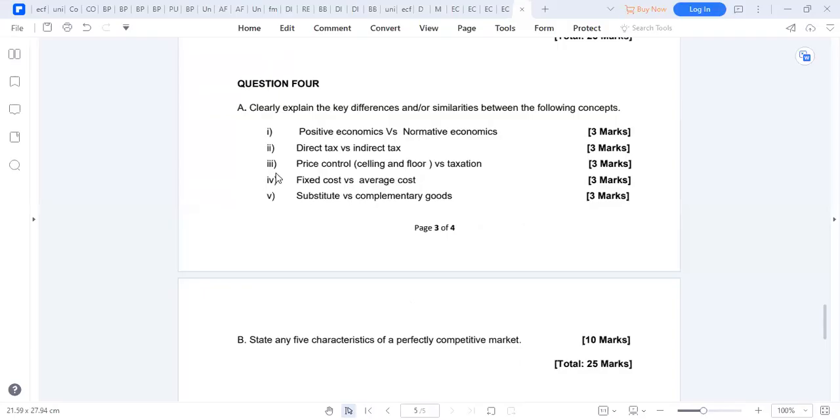So briefly explain the key differences and similarities between normative and positive economics, direct and indirect tax, price control, which is price ceiling and floor price versus taxation, fixed and average cost, substitute and complementary goods. So can somebody explain the similarities and differences between those two? All right. So let me start with normative economics.